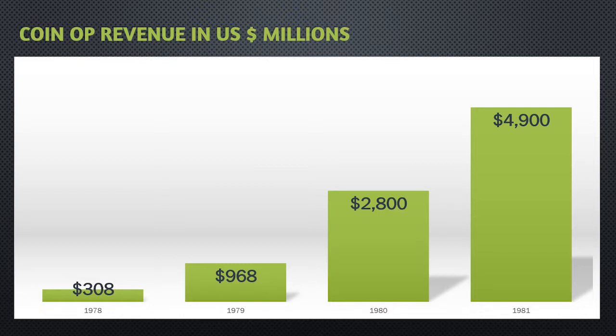we start in 1978 there at the coin-op revenue in US millions, so 308 million is what people are making at coin-op arcades. Then it jumps to 1979, 968, then that jumps to 2.8 billion, and then in 1981, it's almost 5 billion. That's crazy growth curve for an industry, right? This is insane. The only thing that rivals this is smartphones.